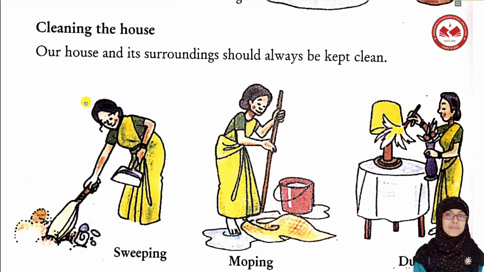আমরা আমাদের পরিবার সদস্যদের মাঝে মধ্যে এই কাজগুলো করতে দেখি। বলো তো এটা কি করছে? ঝাড়ু দিচ্ছে, তাই না? হ্যাঁ, সুইপিং। এই পিকচারে হ্যাঁ ঘর মুছছে, সো দিস ইজ মপিং, অ্যান্ড দিস ইজ ধুলো ঝাড়ছে, সো দিস ইজ ডাস্টিং। Our house and its surroundings should always be kept clean.